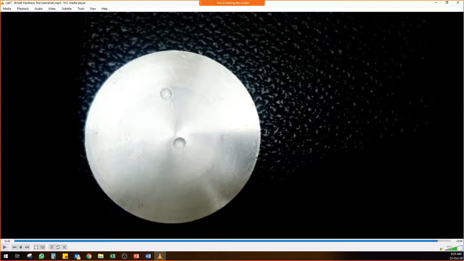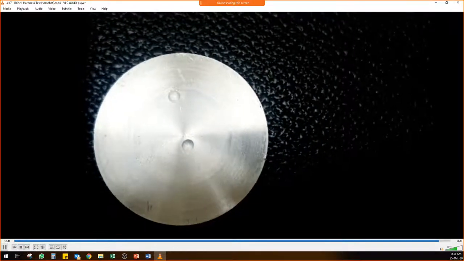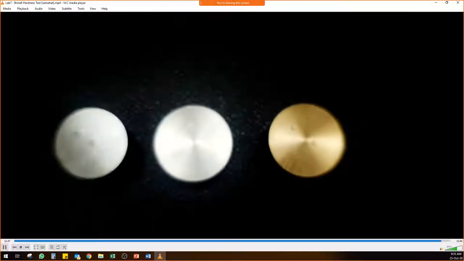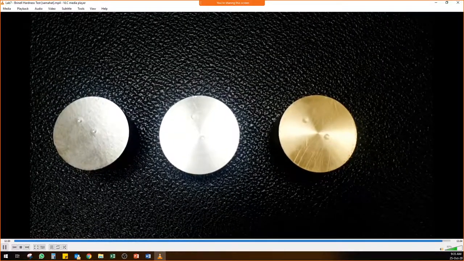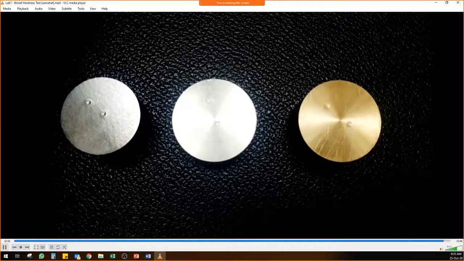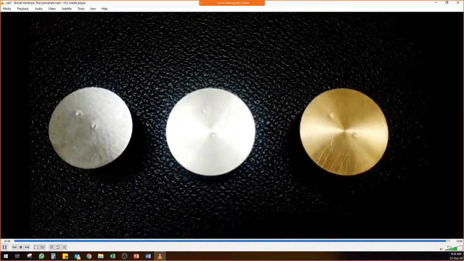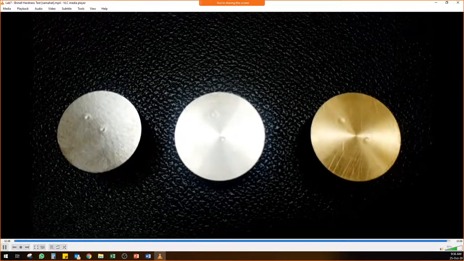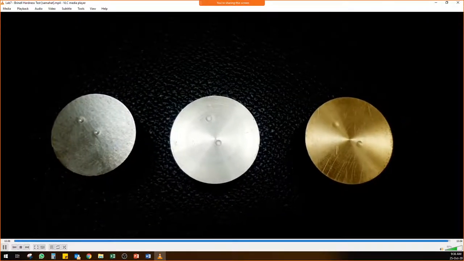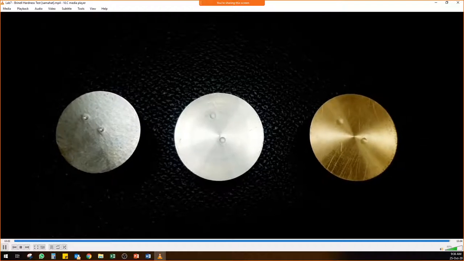Why did I not compare it with the steel? Because in the steel we used a smaller ball diameter, so there's no point in comparing that. But for the brass, yes, it is bigger than the brass. This is the reading for the Brinell hardness testing. We can see the three samples tested using Brinell hardness testing and the hardness marks. This is the testing of samples which we will be using. Now you use the formula of Brinell hardness for calculating the hardness of these three materials.